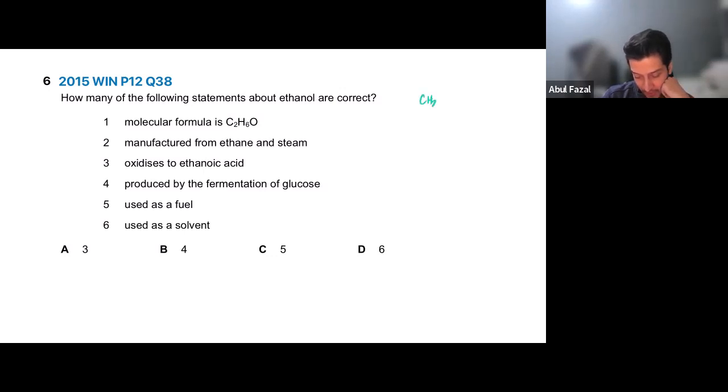Ethanol is CH3CH2OH, that's C2H6O. So this is correct. Manufactured from ethane and steam. Ethane cannot undergo reactions. Ethene can. This is wrong. Oxidizes to ethanoic acid. Why not?